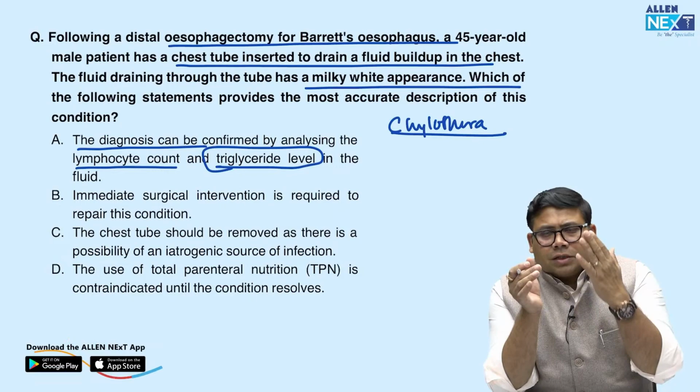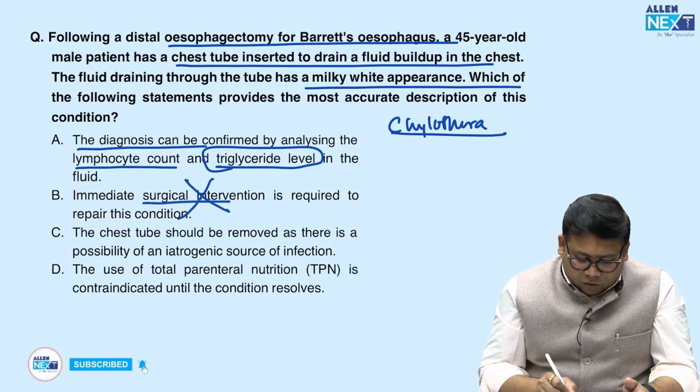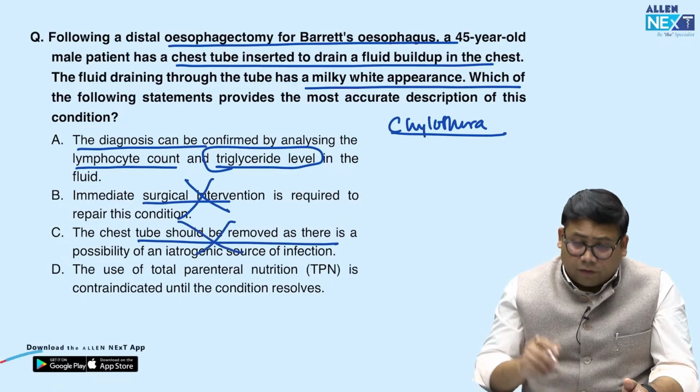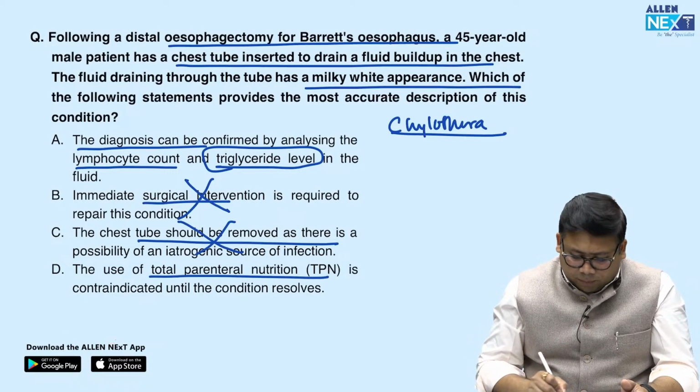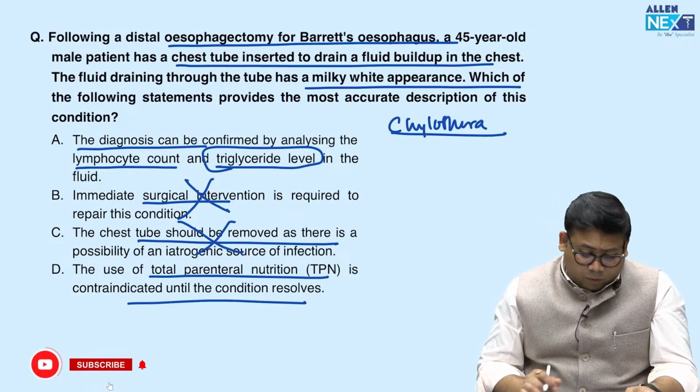So wait and watch is what is the next management. We put the drain. Immediate surgical intervention not required. Chest drain should be removed, not required. It has to be there. The use of TPN is contraindicated. No, the TPN has to be given. That is what is very important.